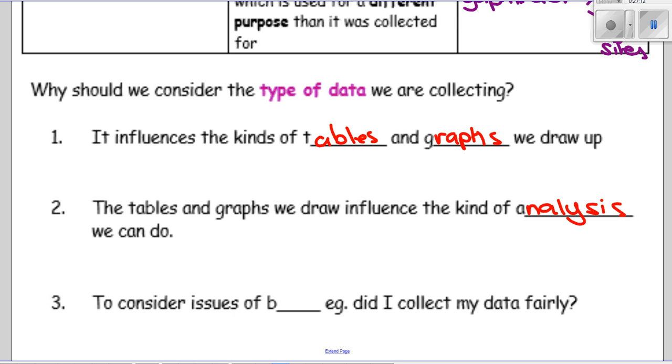Consider issues of science. Do better. E.g., did I collect my data fairly? So sometimes when people do use surveys, they get really angry because their friends in the common room don't answer them properly. Sometimes when people collect their own survey data, like say if they said, I want to survey all IB students about this, they get a bit annoyed because they get their survey results back and go, no one took it seriously, they just wrote stupid answers. So that would be an example of some kind of bias.